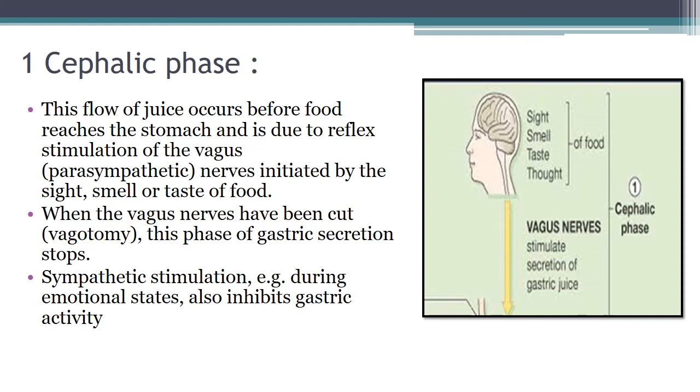When the vagus nerve has been cut, a procedure called vagotomy, the gastric secretion in this phase will be stopped. Sympathetic stimulation, for example during an emotional state, also inhibits gastric activity. If we are upset or sad, at that time the vagus nerve will not be stimulated due to the stress, so there will be no gastric juice activity. So this is all about the cephalic phase.